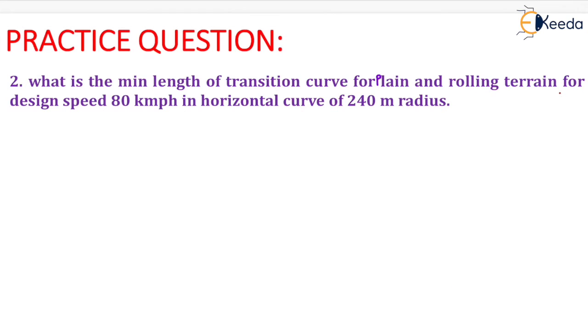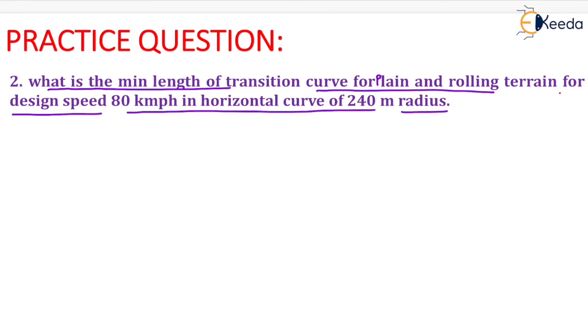Question is given as what is the minimum length of transition curve for plain and rolling terrain for design speed of 80 km per hour in horizontal curve of 240 meter radius. Now for plain and rolling terrain, we know that the length of transition curve will be equals to 2.7 V square upon R.